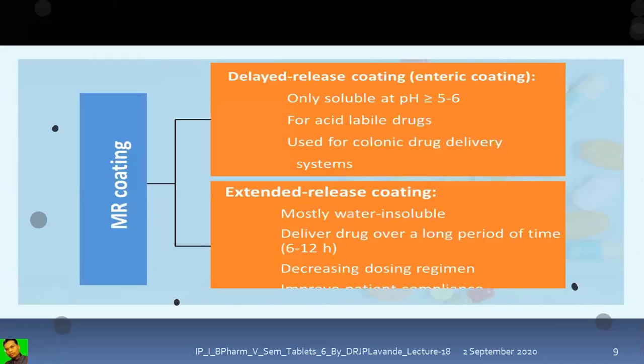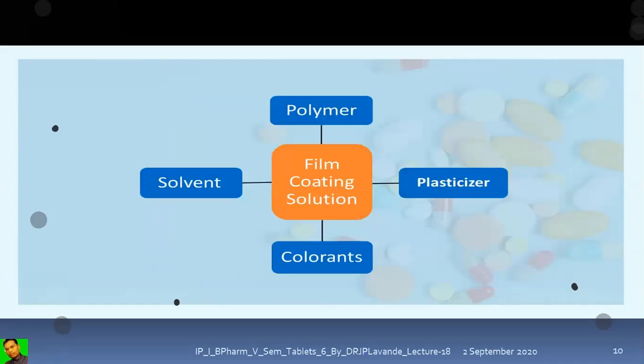As far as the modified release is concerned, we saw there is a delayed release, which is said to be the enteric coating, and there is an extended release, where we find the controlled release and the sustained release. Then we saw the coating solution. The coating solution is composed of what? It is composed of polymers, plasticizers, colorants, and the solvent.